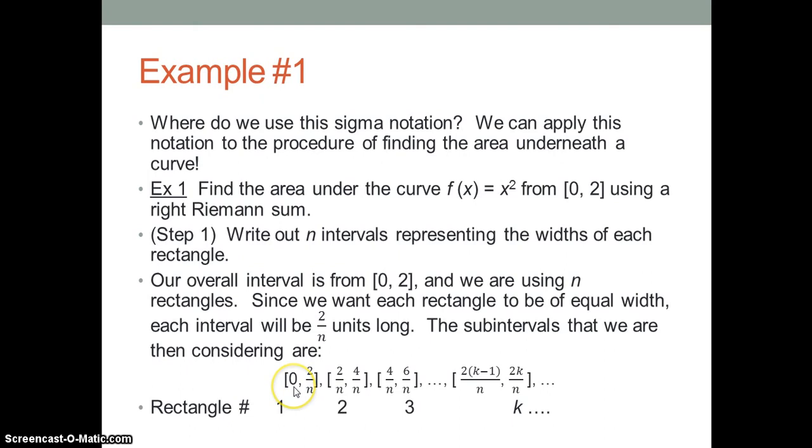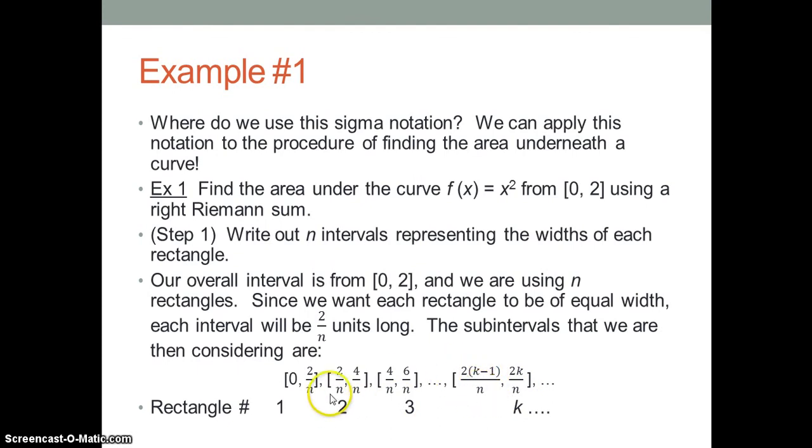So rectangle 1 would be from 0 to 2 over n, rectangle 2, 2 over n to 4 over n, rectangle 3, 4 over n to 6 over n, and then if we just say we want rectangle k, whatever k is, it could be 17, it could be 150, it could be however many rectangles as long as it's less than n. So the pattern that we notice is that the very right endpoint is going to be twice whatever rectangle we're on. Notice that we get 6 over n as our right endpoint here. Well, that's just 2 times 3. 2 times 2 is 4, and so on. So our right endpoint is 2 times k over n. Our left endpoint is 2 times k minus 1 quantity over n.